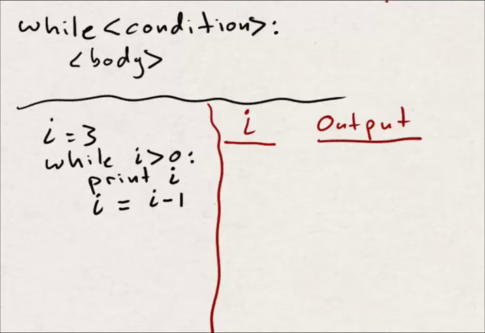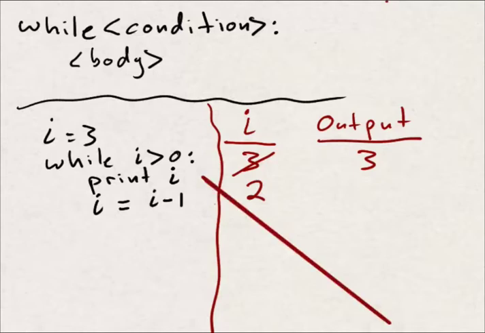First of all, I equals 3. So we'll put the number 3 here. While I is greater than 0. Well, is I greater than 0? Yes, it is. It's 3. So let's print I. Okay, we print it. I equals I minus 1. All right, so I changes. It's no longer 3. Now it has the value 2. Okay, that was the body.